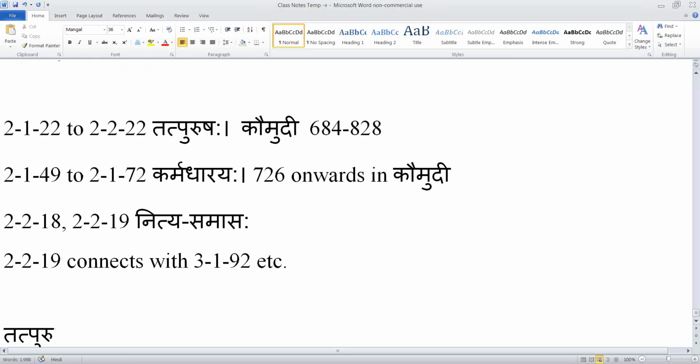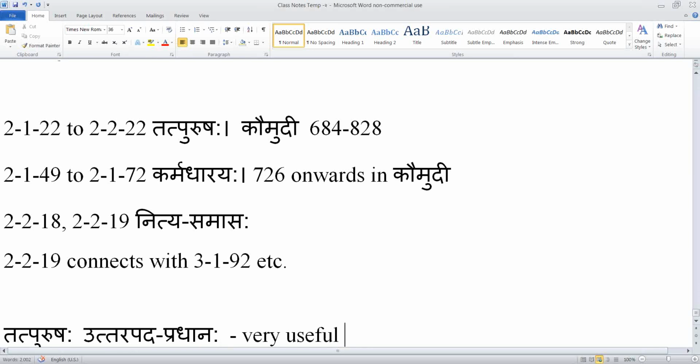Tatpurushah is Uttarapadapradhanah. And we can decipher this from the sutra, which we will see: how these compounds are formed, in what meaning they are formed. And we see that the pradhanyam will be in the Uttarapadam. Again, this is for the most part. We'll have a couple of exceptions. This is very useful in distinguishing them. You can take this as a simple test.